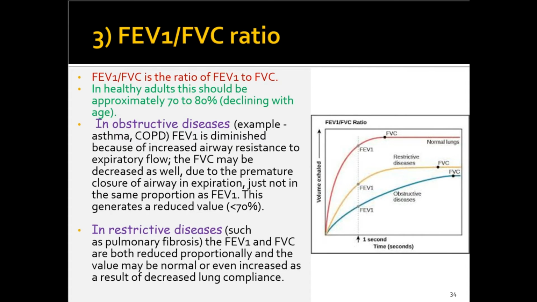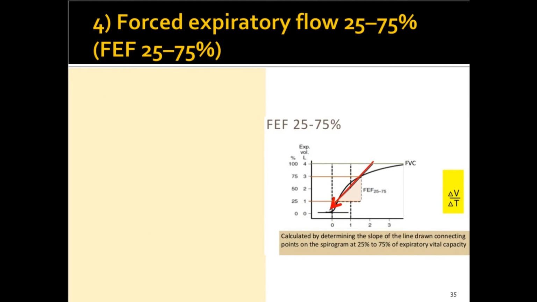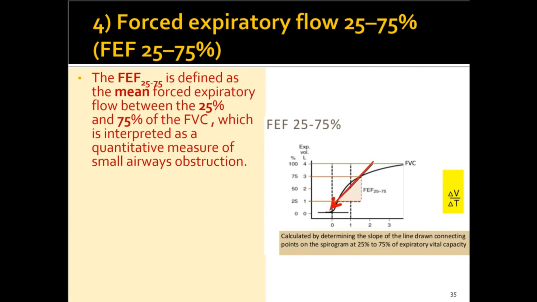In restrictive diseases, such as pulmonary fibrosis, the FEV1 and FVC are both reduced proportionally and the ratio may be normal or even increased as a result of decreased lung compliance. 4. Forced expiratory flow 25 to 75%, FEF 25 to 75%. The FEF 25 to 75 is defined as the mean forced expiratory flow between the 25% and 75% of the FVC, which is interpreted as a quantitative measure of small airways obstruction. An early indicator of obstructive airway disease.